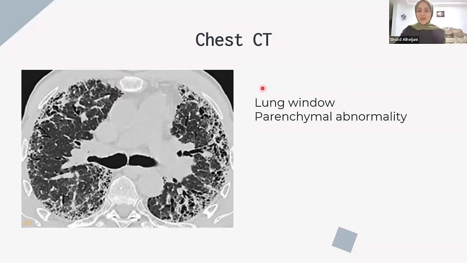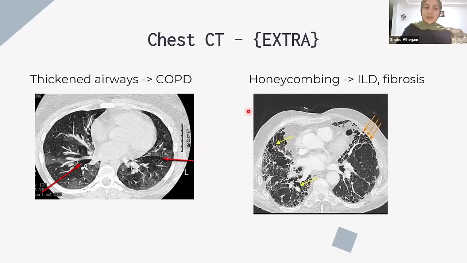So here, this is the lung window. You have abnormality in the parenchyma. You have COPD and fibrosis. The patient has both COPD and fibrosis, and how can we tell? This is just extra. We took this in KDR CVP, but it's good to know for now. COPD will have thickened airways, and so you can see the airways are much thicker than they usually should be. And in fibrosis or interstitial lung disease, we'll see honeycombing.